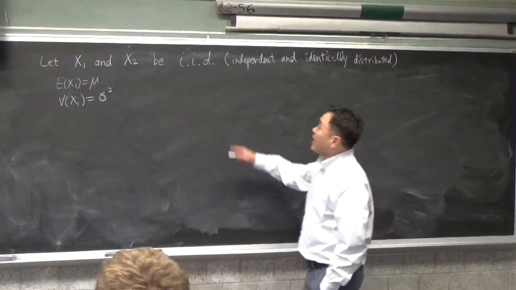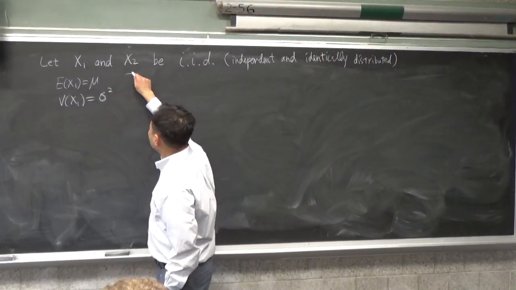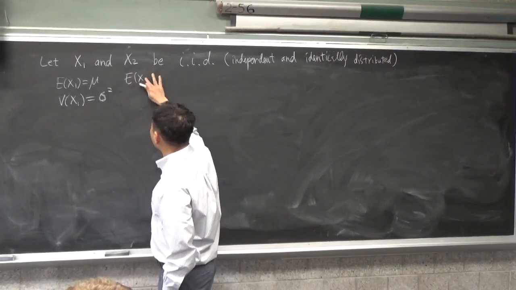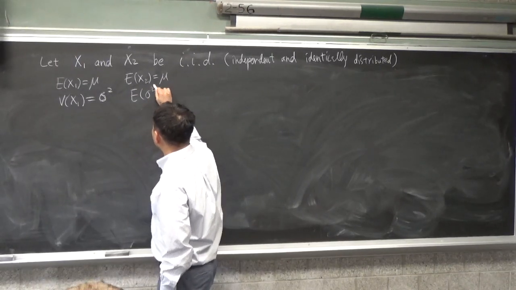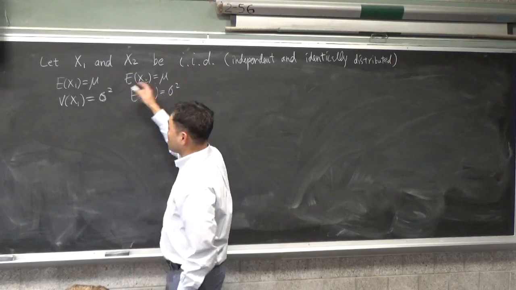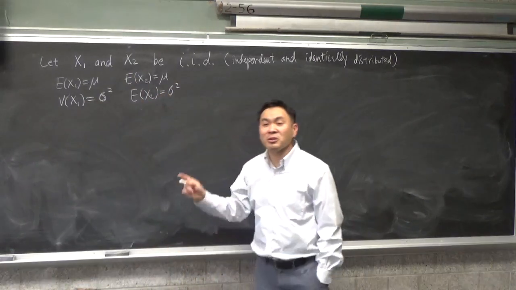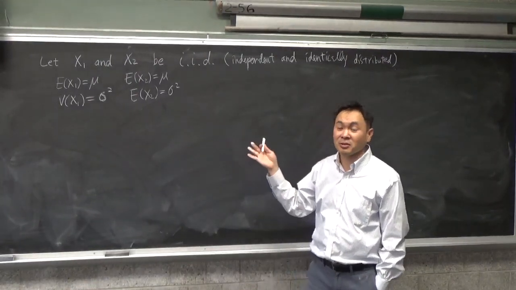And being IID means their averages will be the same. Their standard deviation will be the same. These two should be same. And not only that, their probability distribution function will be exactly the same. Okay?